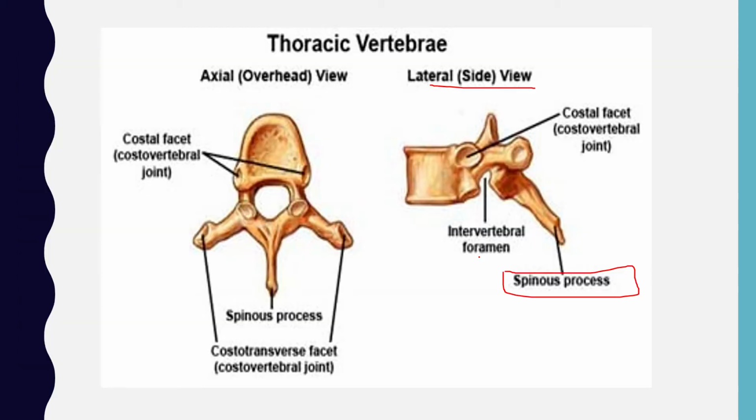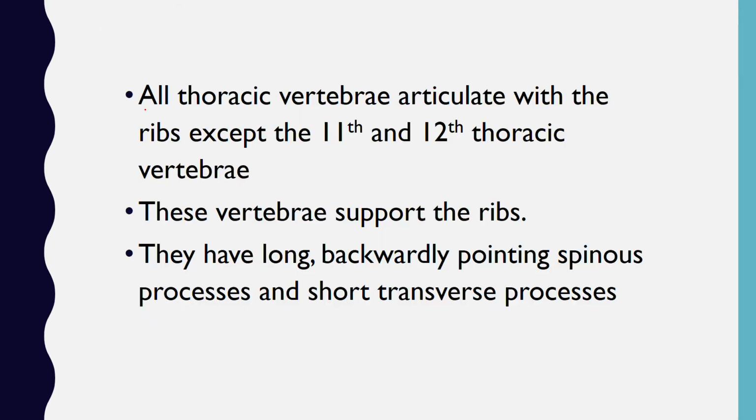Now this is another view, axial ataupun overhead view, where you can see the long spinous process. These are the transverse processes. This is the side view, which we have seen just now. Here it says all thoracic vertebrae articulate ataupun bersambung with the ribs. Just now I've mentioned that except the 11th and the 12th thoracic vertebrae. So these vertebrae is going to support the ribs. Sudah namanya thoracic, mereka berada pada the region of the thoracic cavity.